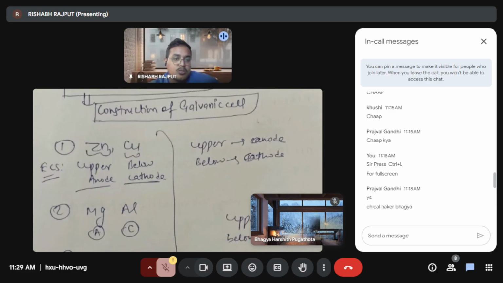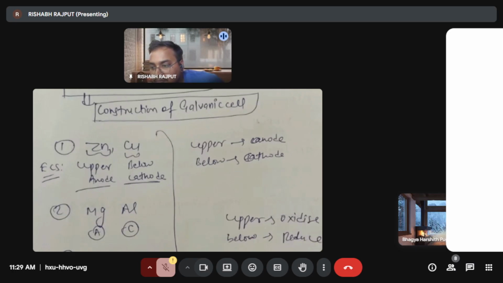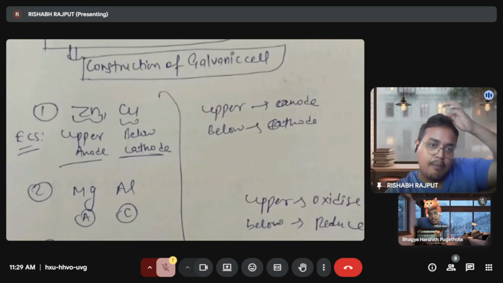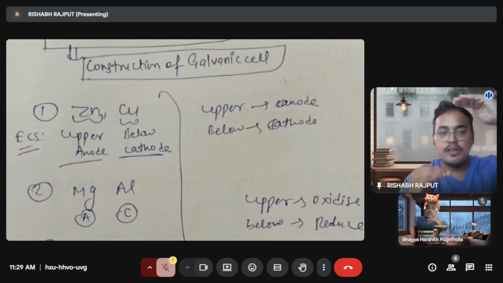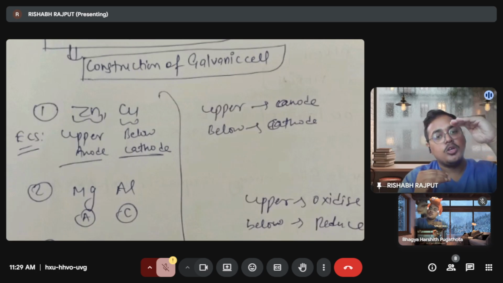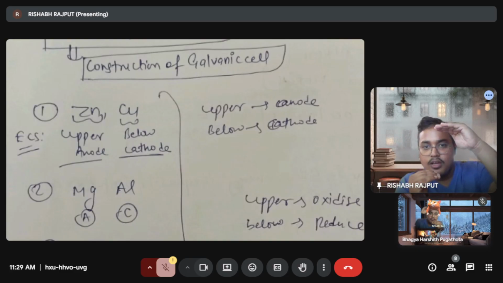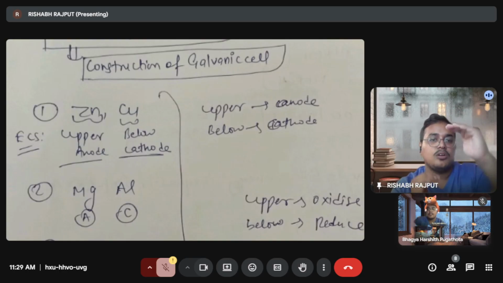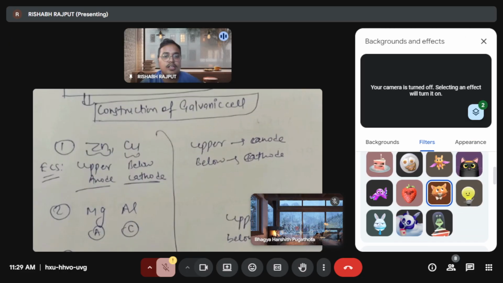You can also compare copper and silver. You can remember this: copper is above silver. So copper behaves as oxidation, and silver behaves as reduction. So you can say, sir, copper becomes the anode and silver becomes the cathode. If you know the electrochemical series well, you can solve this kind of question.